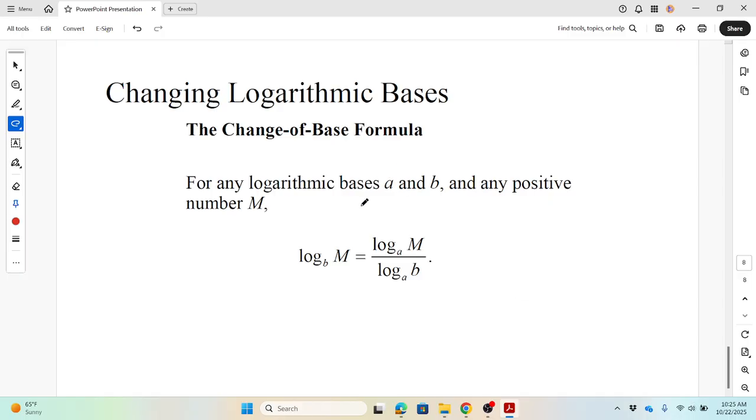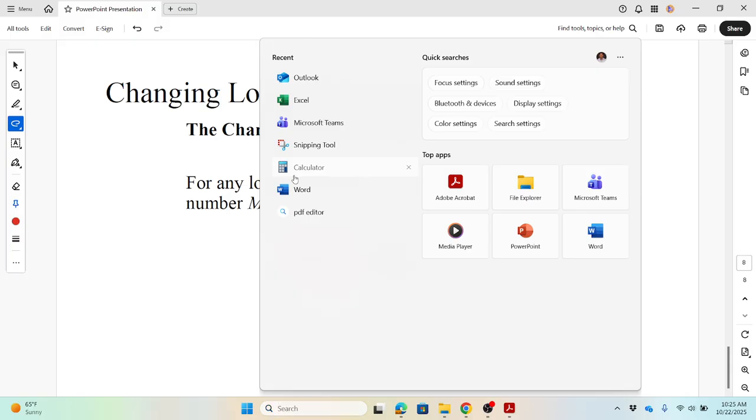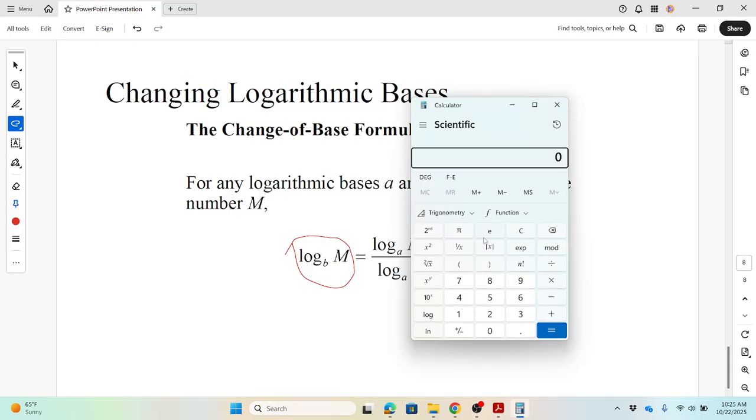There is a way to change the base of a log function, because when you try to use a calculator, especially a scientific calculator, you'll see log or ln. Log means the log function with base 10, and ln is the log function with base e.